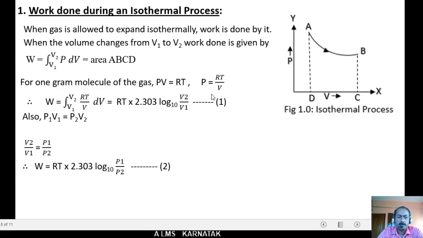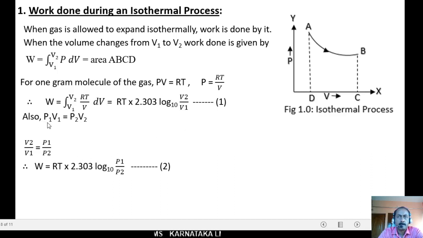We can substitute the value of P in the above equation. We get work done W equals the integral between the limits V1 to V2 of P dV, that is RT by V into dV. RT is constant, so take it outside. Here multiply with 2.303 to the log to the base 10. The integration of 1 by V with respect to dV is log V2 by V1. Let it be equation 1.